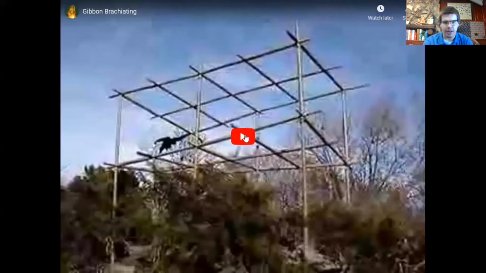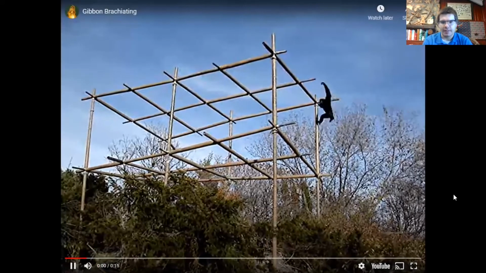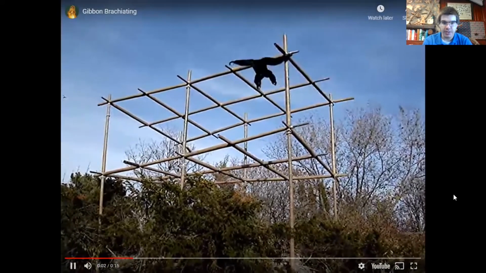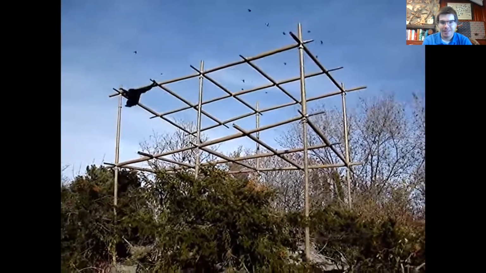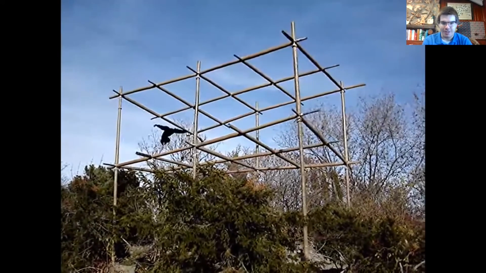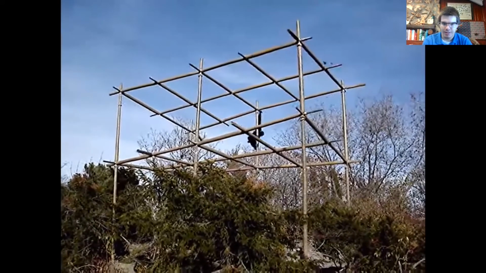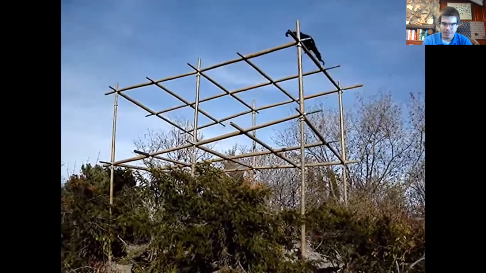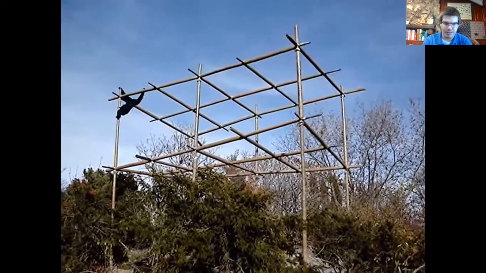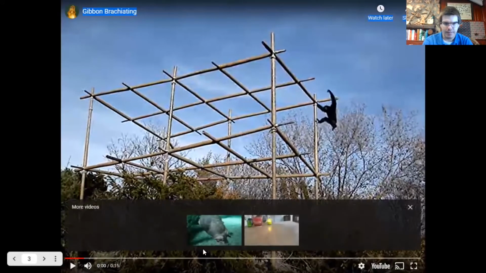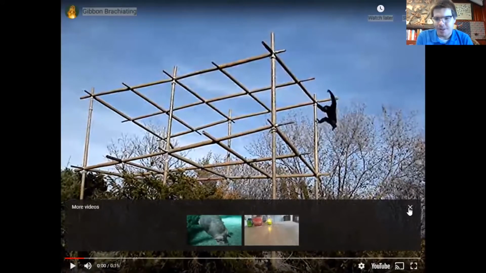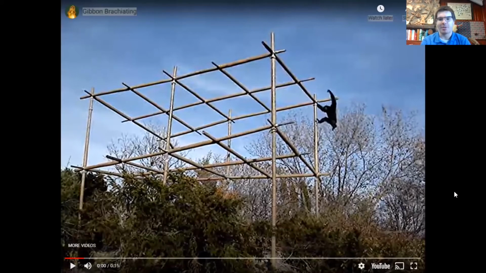And I actually have a great example of brachiation. I found a video from a zoo showing off a gibbon brachiating. So that's what I'm talking about whenever I'm describing brachiation.